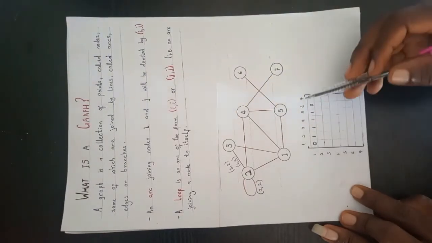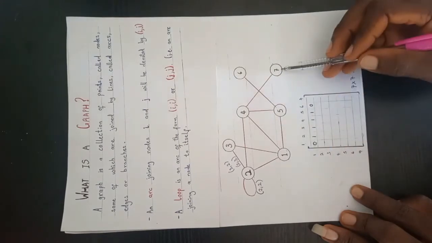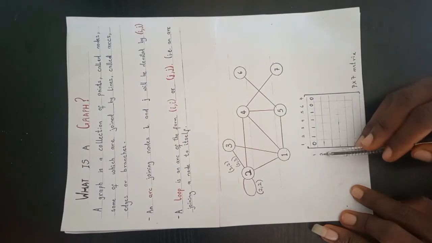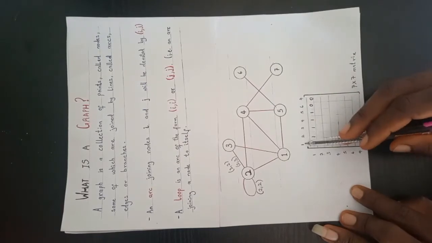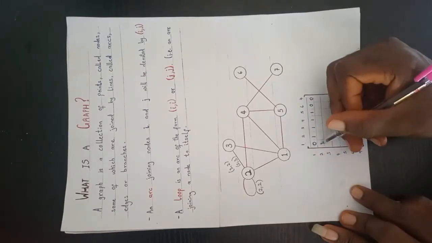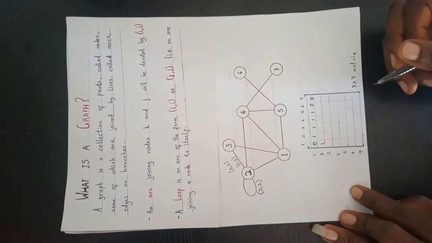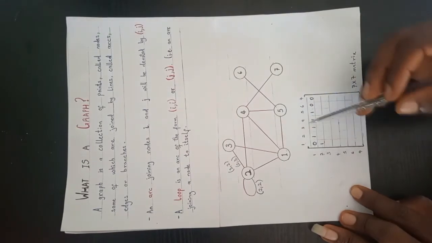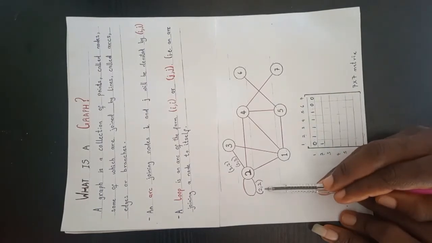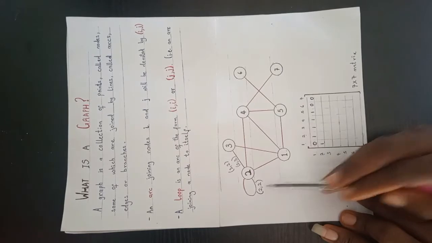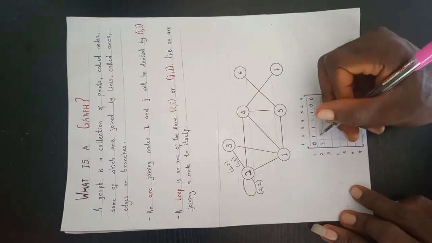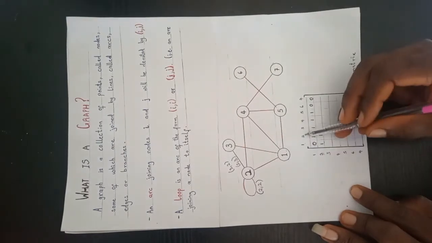And we'll consider 1 and 7. Is there any arc joining 1 and 7? No, so we have 0 here also. And then we go to 2. Is there any arc joining 2 and 1? From 2 to 1, there is an arc joining them, and so we have 1 here also. And then we check, is there any arc joining 2 and 2? Right here we have a loop, and this loop can be represented as (2, 2). And right here we have 1 because of this loop. So we have 1 because there is an arc joining 2 and 2.